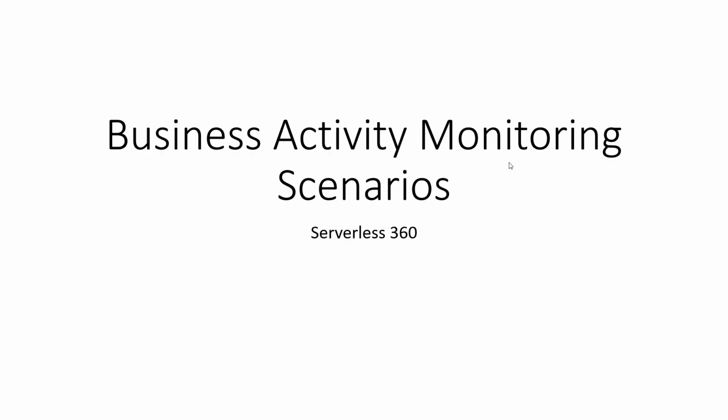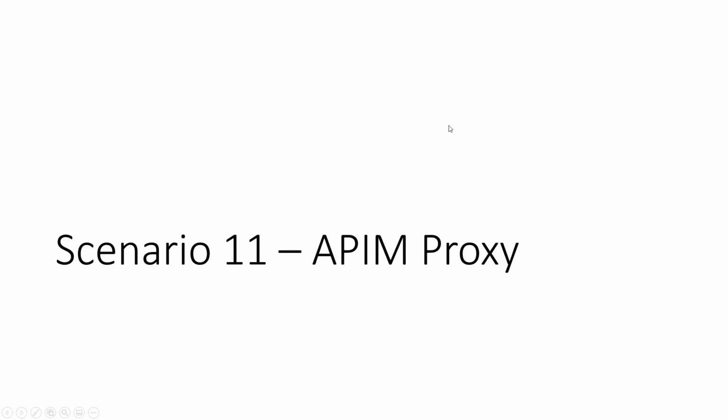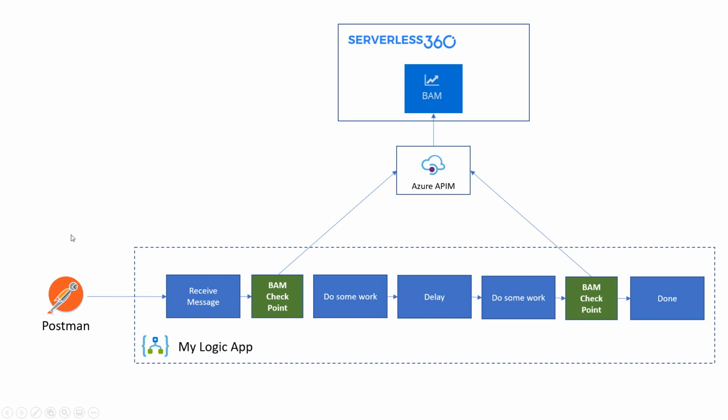This is the 11th video in the series on using Serverless360 Business Activity Monitoring with Azure Integration Services. In this video, we're going to talk about the idea of using API management as a proxy. So let's imagine you've got the scenario where you've got your BAM checkpoint shapes within your logic app. You're sending telemetry to Serverless360, but what you'd like to do is actually put API management as a proxy between the logic apps and the Serverless360 BAM service.